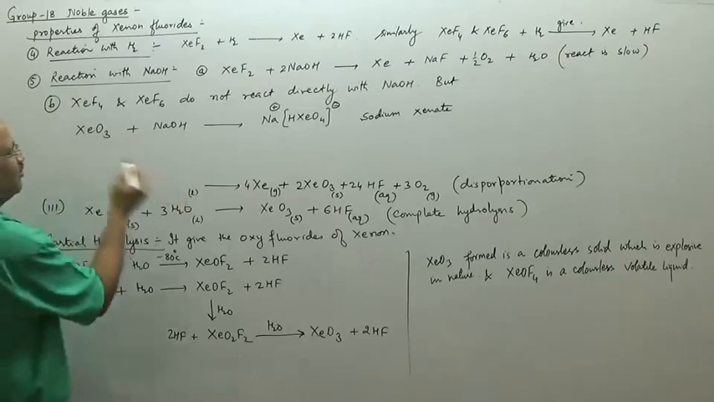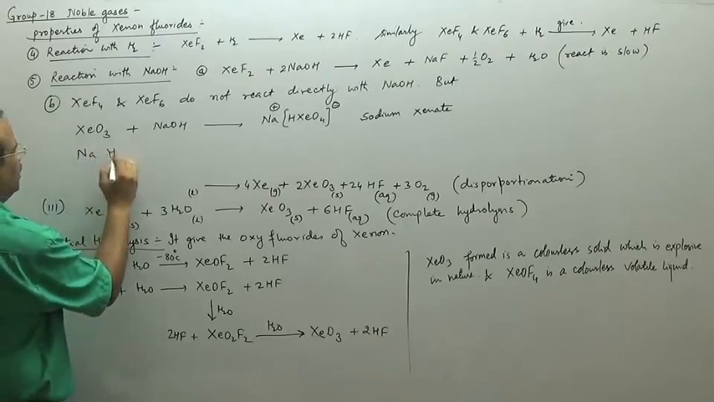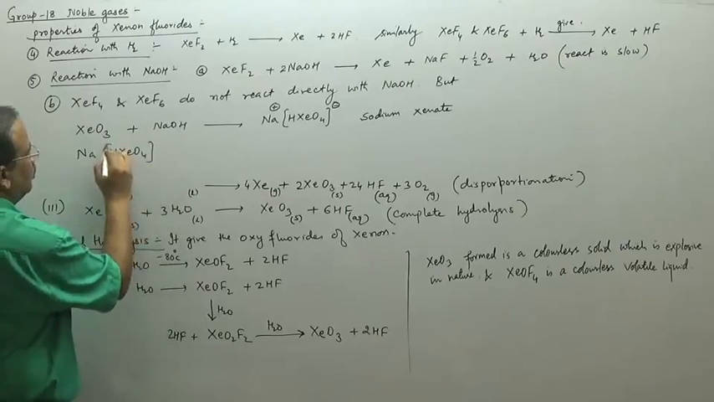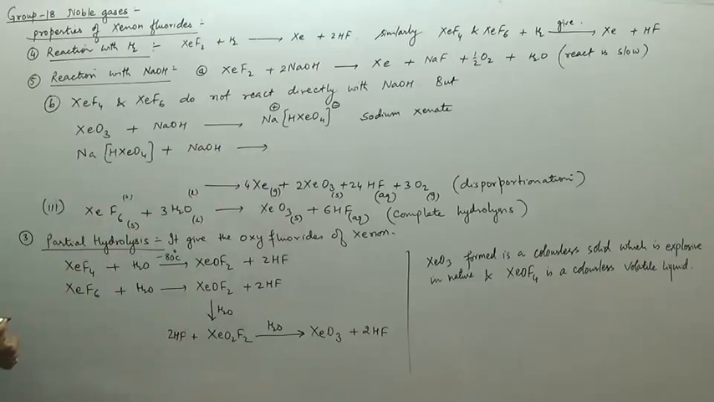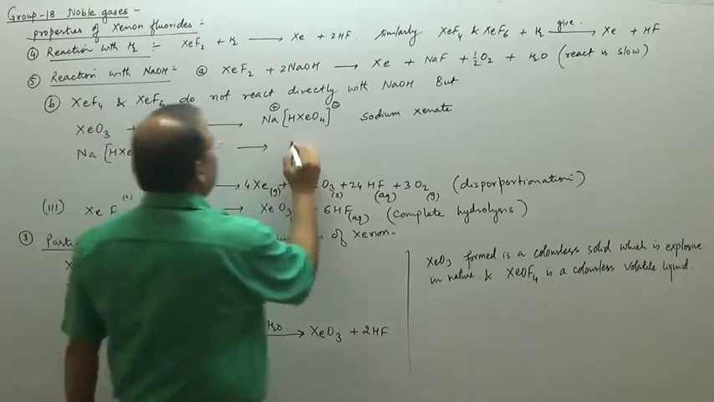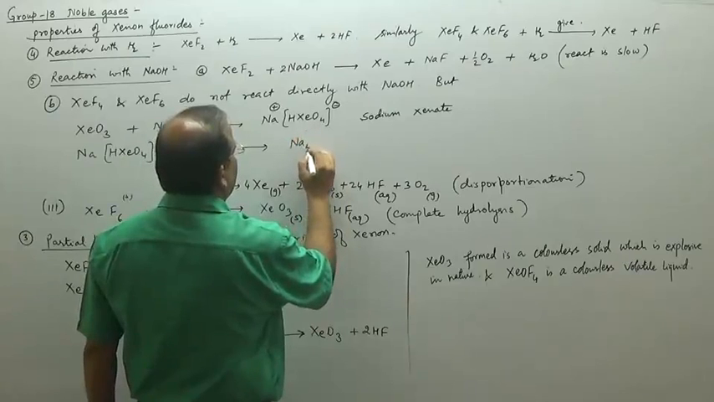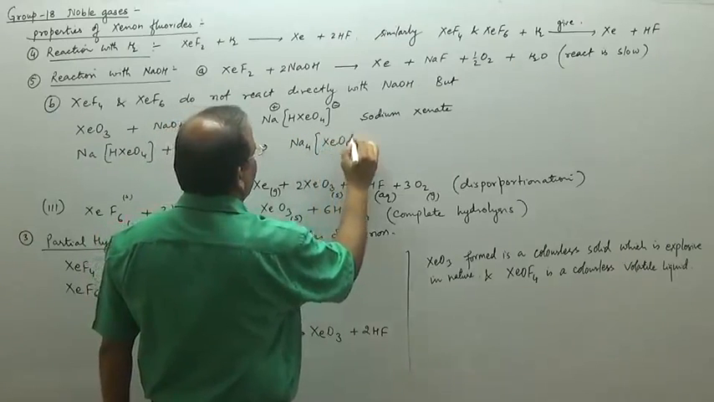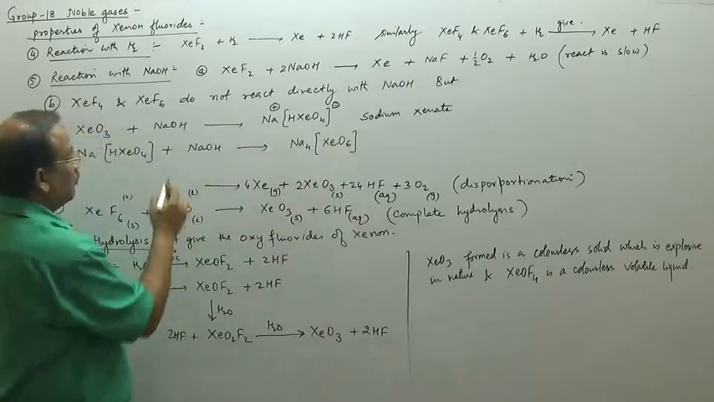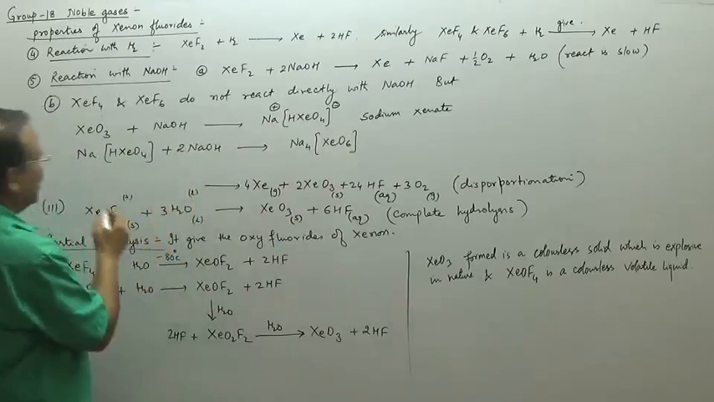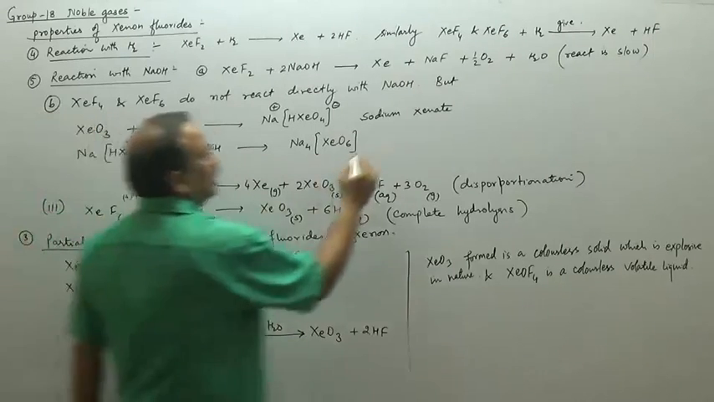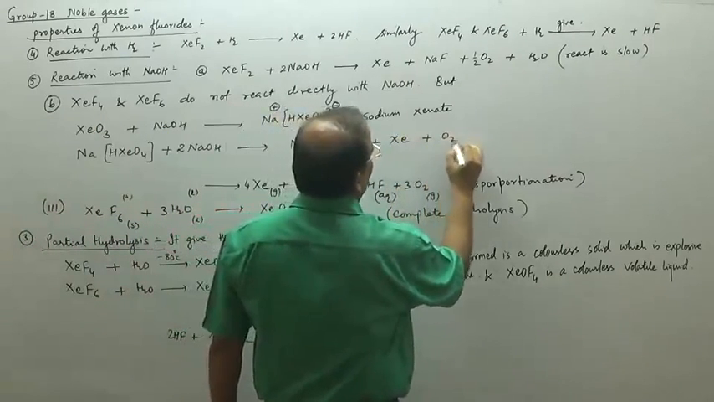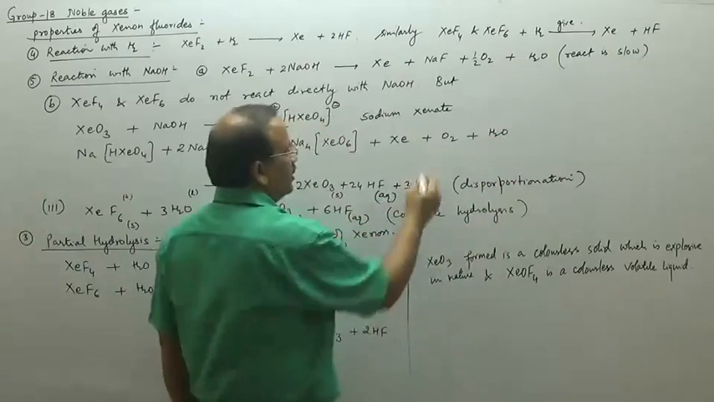This sodium xenate, NaHXeO4, again reacts with NaOH and forms a complex, Na4XeO6. This is the complex which is formed in the reaction, plus Xe plus O2 and H2O are also formed.